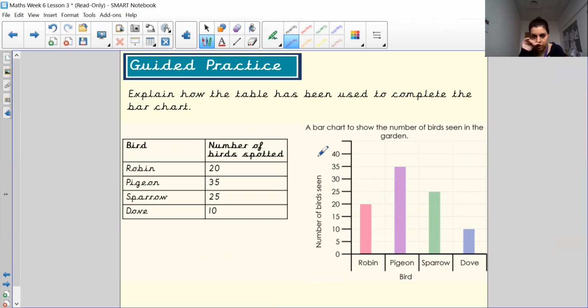Explain how the table has been used to complete the bar chart. Well, all they've done is we've used the numbers that we had in our pictogram or the numbers we used in our table to turn that into our bars, and that's how we've done it, like I've just shown you there.